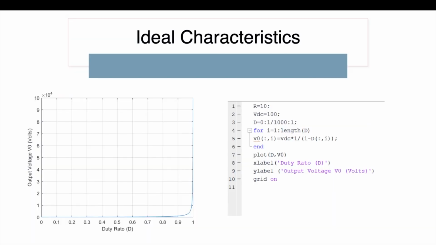In this slide, we can see that on the right hand side, the MATLAB code is displayed, and on the left hand side, the corresponding graph is displayed. So the graph is between duty ratio and the output voltage V0 in volts. If you can see here, at the duty ratio 0, the output voltage is near to 100. As we can see, the scale of the y-axis is 10 raised to the power 4, therefore we are not able to see that input voltage is equal to 100 volts that is being used in the code.